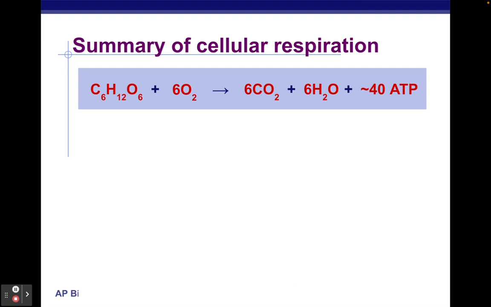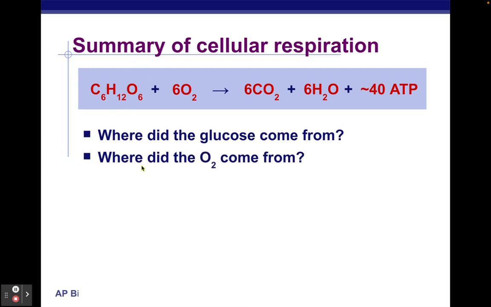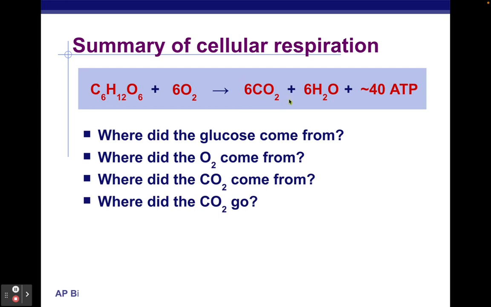Okay, here's our summary. Ready? Where did the glucose come from? You ate it. Where did the oxygen come from? You breathe it in. Where did the CO2 come from? It's the oxidized carbons cleaved off of the sugar in the Krebs cycle. Where did the CO2 go? We exhale it. Where does the water come from? Water comes from oxygen being the final electron acceptor combining with hydrogen and creating water.